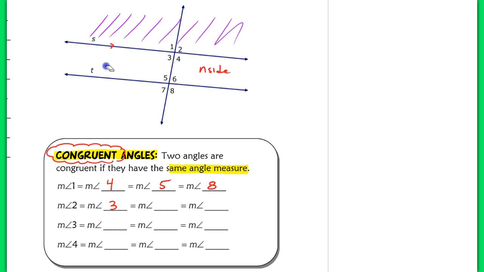So just trying to visualize that with you. Angle 1 is equal to the angle that's on the outside, opposite side though. So this is top left, this is bottom right, okay? So those are also equal to each other.